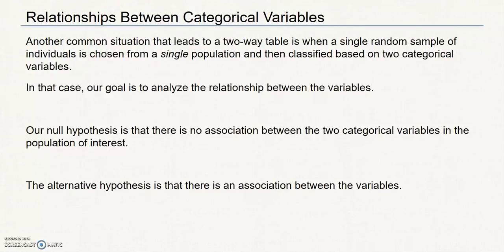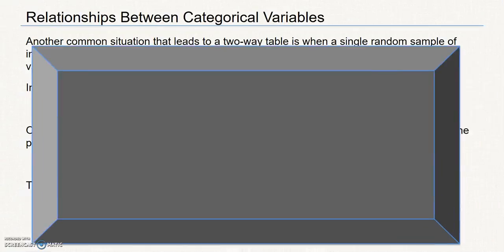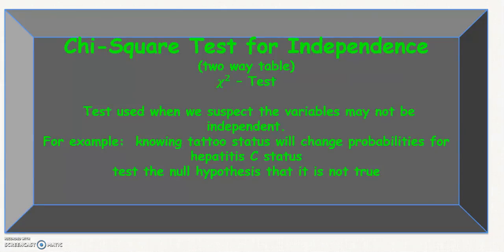All right, part 2 of 11.2 is still dealing with categorical variables, and we're looking at one population of interest now. So we're looking to see if there's a relationship between two variables. Our null hypothesis is that there's no association between two categorical variables in the population of interest, whereas the alternative hypothesis is that there is an association. So what we do is a chi-square test for independence.